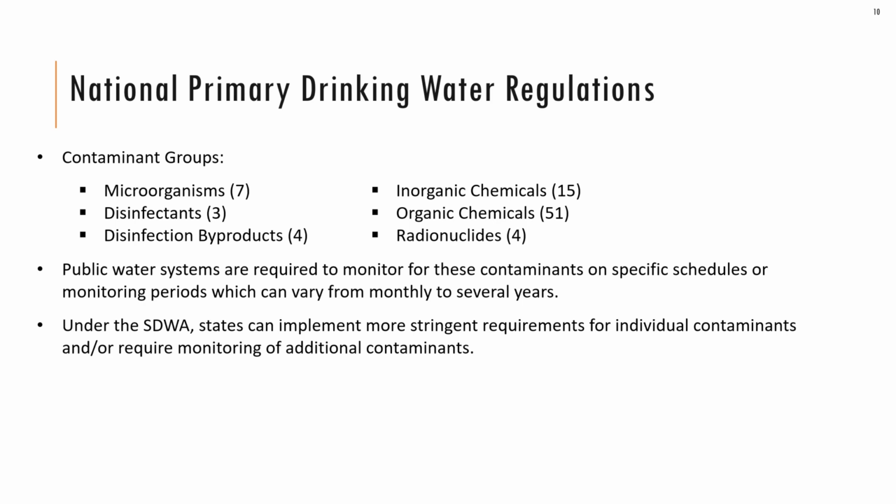Public water systems are required to monitor for these contaminants, with monitoring frequencies which can vary vastly between each contaminant. These monitoring requirements are listed under individual rules which regulate each contaminant group. Under the Safe Drinking Water Act, states are also able to implement more stringent requirements for individual contaminants, as well as require monitoring for additional contaminants. So operators should always be aware of these contaminants if they are present in their water supply, and they should definitely know the federal and state specific standards.